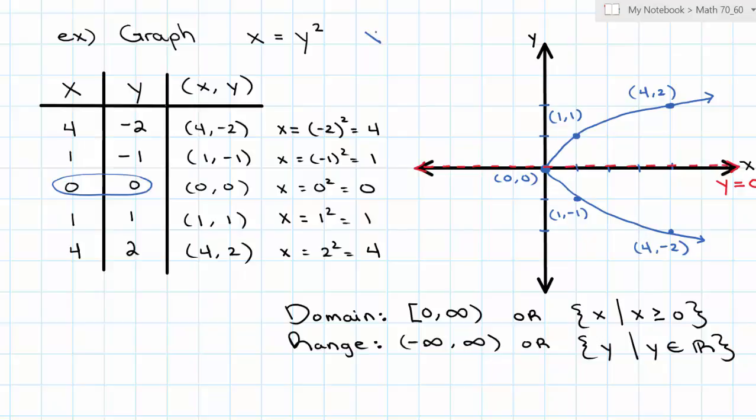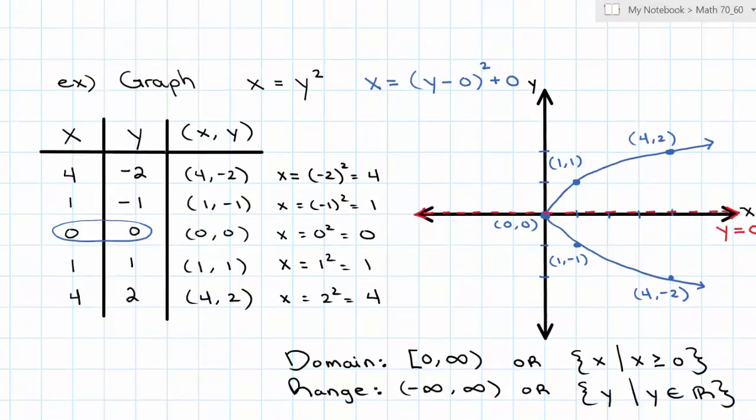If I wanted to write the equation in the standard form, I could write x is equal to (y minus 0) quantity squared plus 0. This would have been another way to find the vertex and the axis of symmetry and to determine which way this parabola opens.